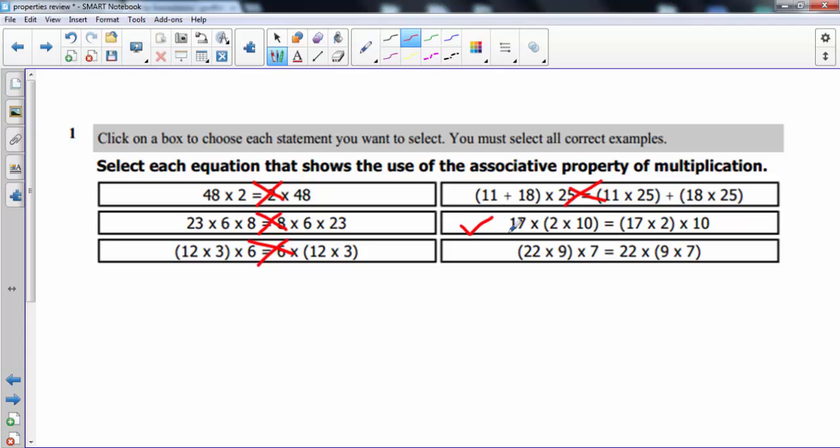That one looks good. 22, 9, and 7. They're in the same order, and we have a different pair of factors grouped together. That one looks good as well. So there are two correct choices for question number 1.